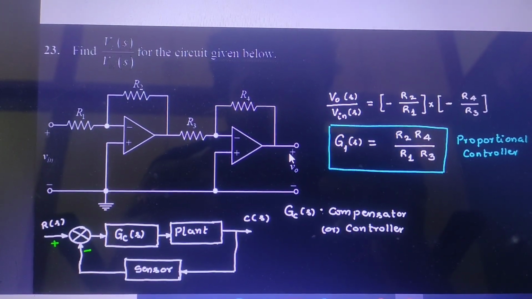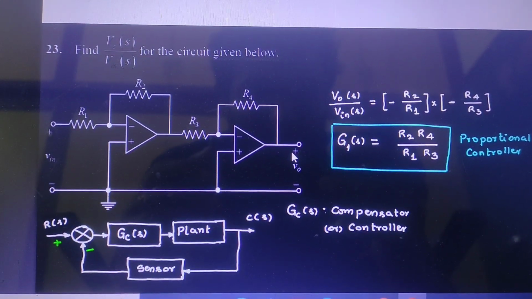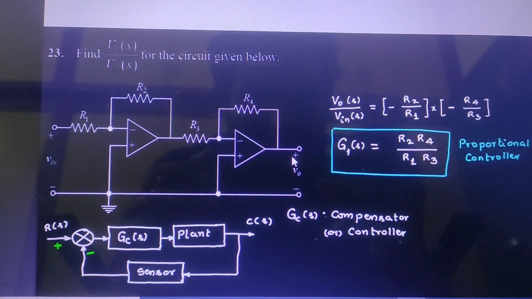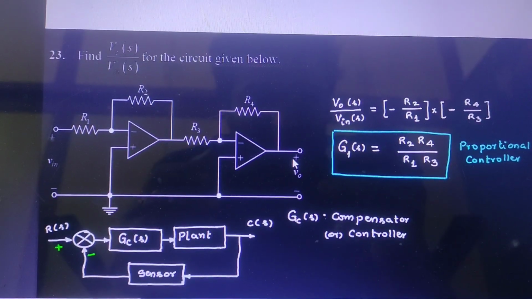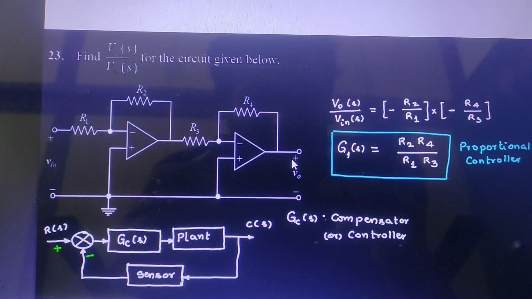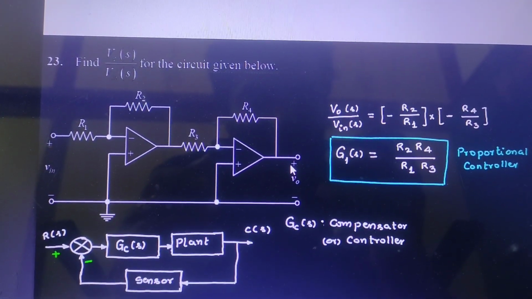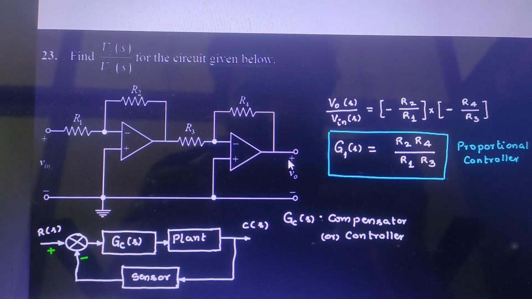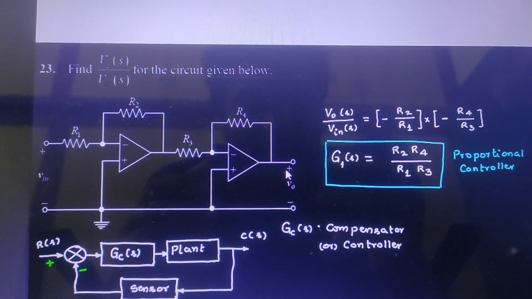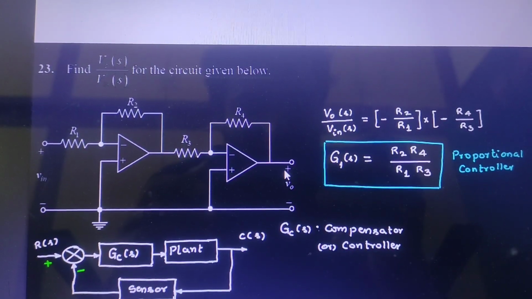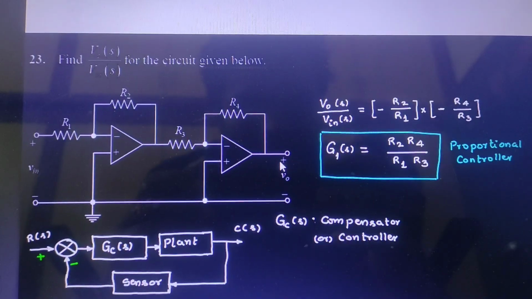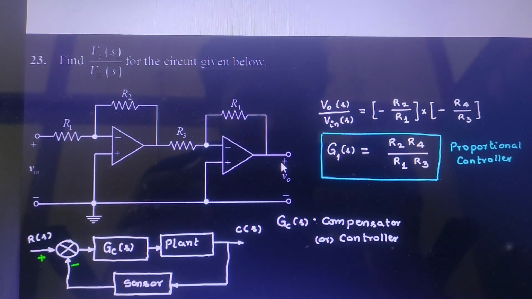To find the transfer function, there is a formula: product of the feedback elements divided by product of the input resistances. As the input is given to the negative terminal, it is an inverting op amp. So to find the transfer function for the inverting op amp, the formula is minus feedback resistance by input resistance. So directly we can write such circuits as proportional controllers and solve the problem.